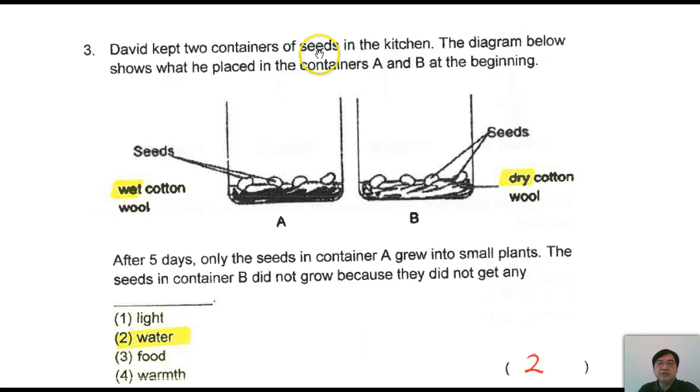Next, did we keep 2 containers of seeds in the kitchen? In the kitchen, it means the location is the same, right? The diagram below shows what he placed in the containers. Seeds, number of seeds probably the same, 1 2 3 4. That's why I can see 1 2 3 4 5.